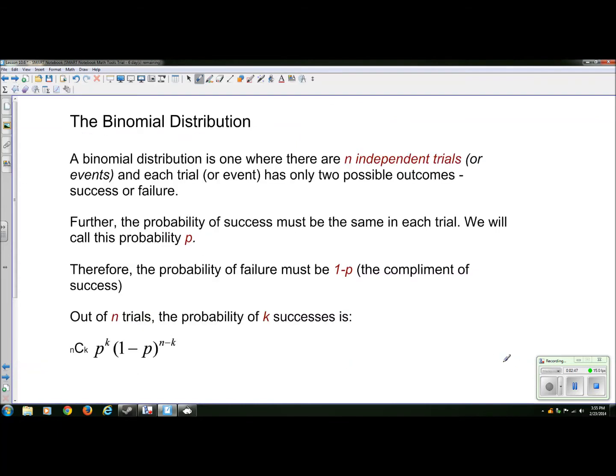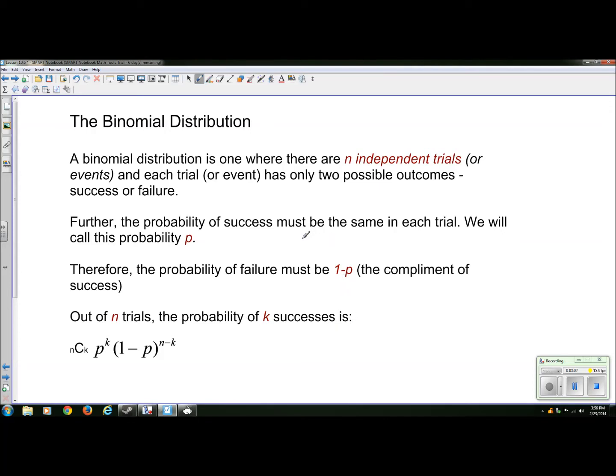So let's talk about the binomial distribution. The binomial distribution is a probability distribution. However, it's a probability distribution that has very specific extra criteria involved in order to be called a binomial distribution. And these criteria are as follows.